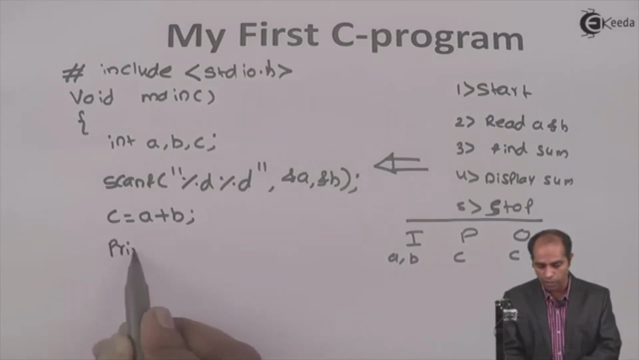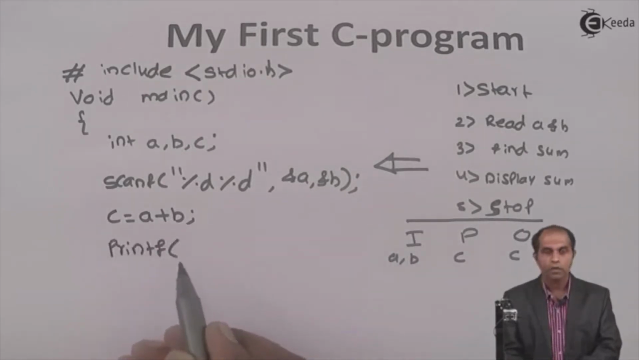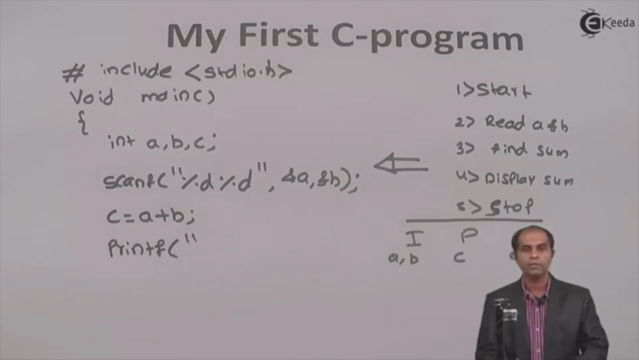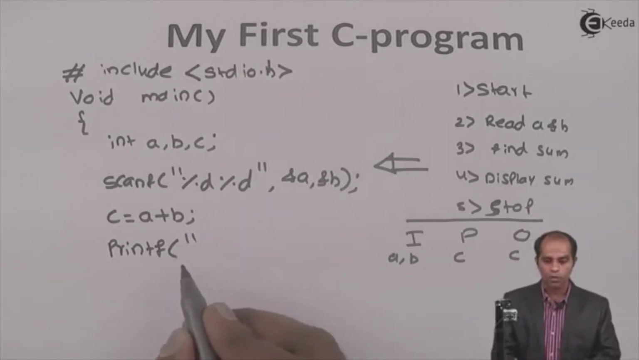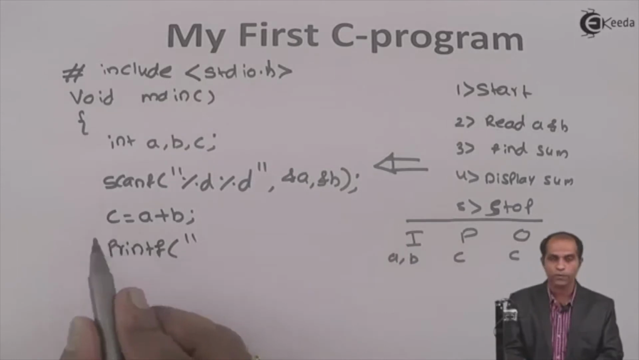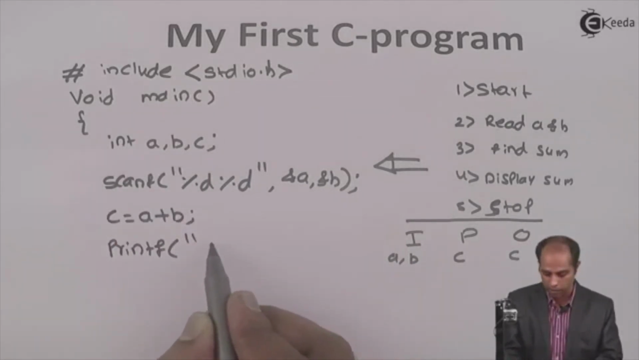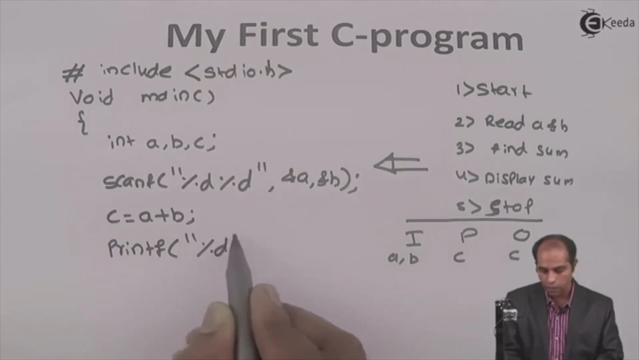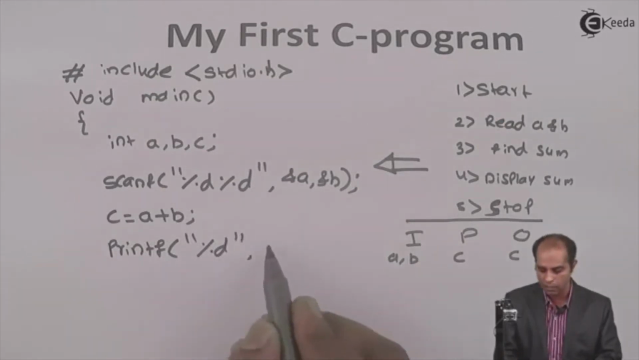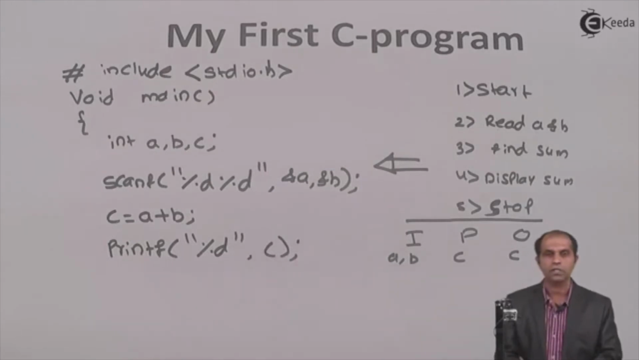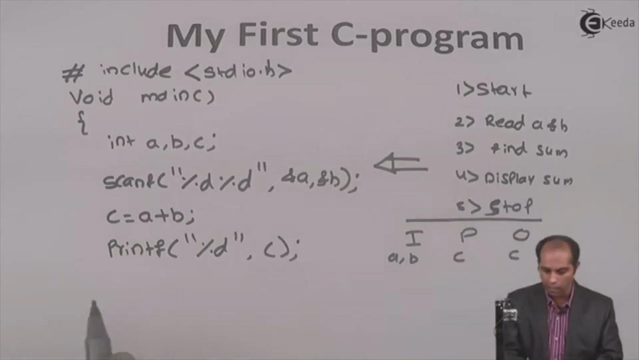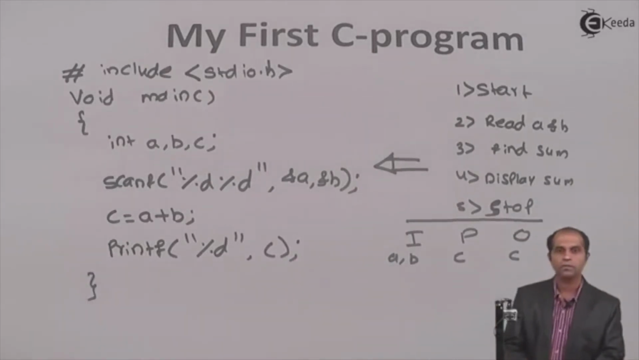So to display, I have to use printf, double quotes complete, comma. In this double quotes, I'm supposed to specify the type of C. What is the type of C? Yes, integer. For integer, the format specifier is %d, double quotes complete, comma, I'll say C, and semicolon. And then I'll end this particular task.